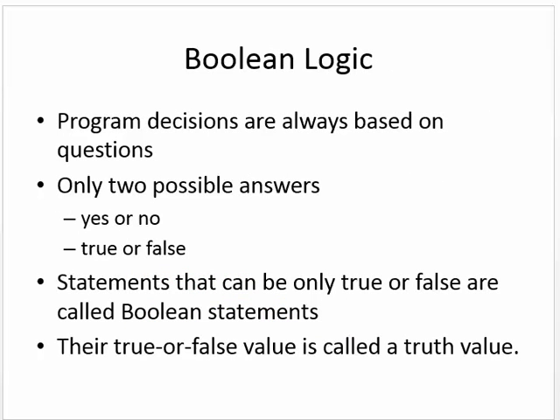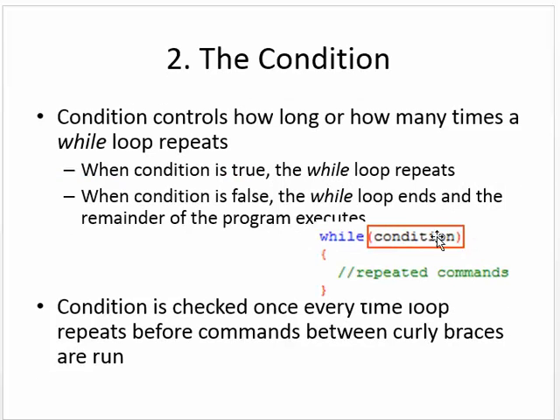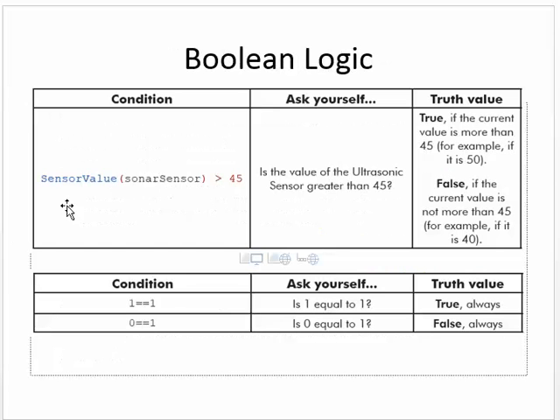Boolean logic, and that's what we kind of headed into here. Statements that can only be true or false are called Boolean statements. Their true or false value is called a truth value. This is kind of where it starts with the condition. Remember earlier up here we were saying the condition. Well, if you look under the Boolean, here we're asking about the condition.